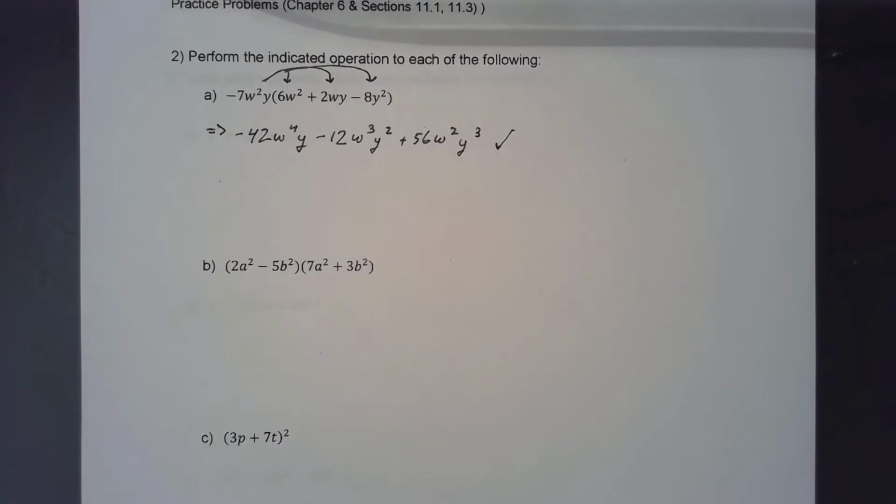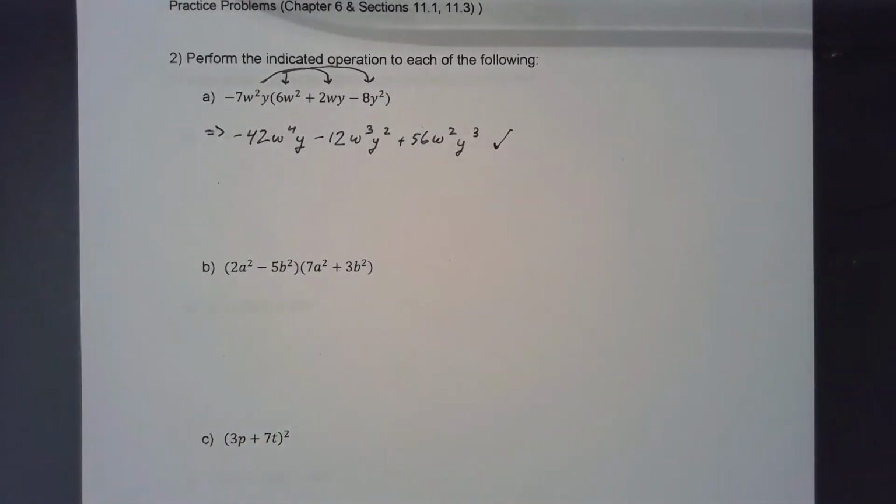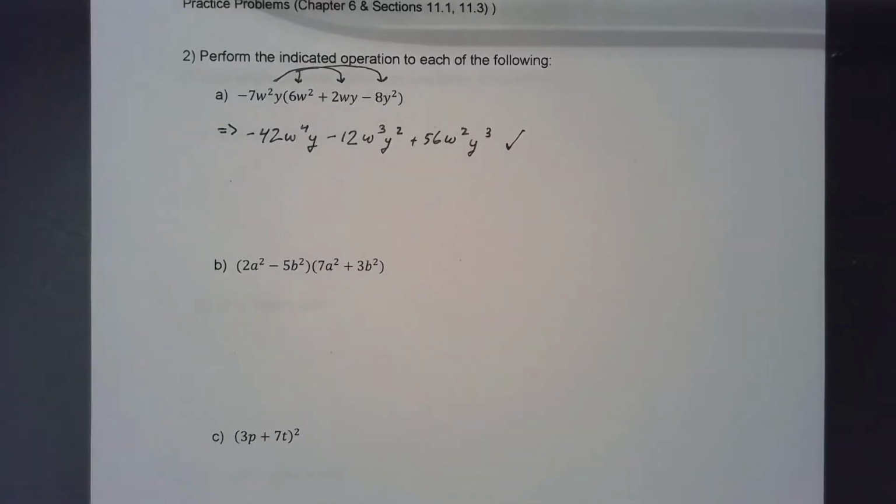You know, all you're doing is performing the indicated operation. You're not solving for anything. You're just performing the operation, whether it's addition, subtraction, multiplication, or division. The only time you're going to solve for something is if you have an equal sign. You don't see any equal signs here, so you're not solving for anything.